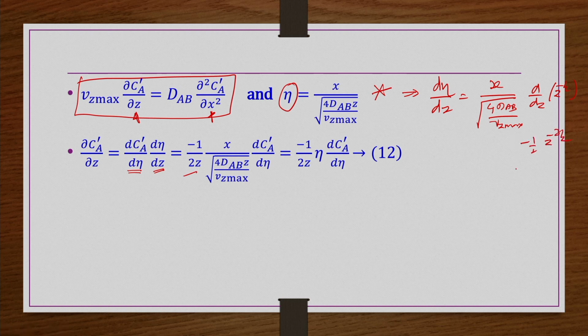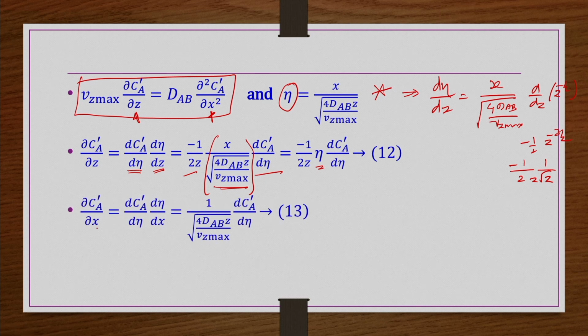So, z to the power minus 3 by 2, I am writing minus 1 by 2, and then 1 by z, square root of z I am writing, and this square root of z I am combining with the remaining terms. So, that I can write 4 DAB z by Vz max, and then 1 by 2z, minus 1 by 2z, dCa' by dη as it is. Now what is this? This is nothing but our η as per the definition of the combined variable. So, this is what we are having.